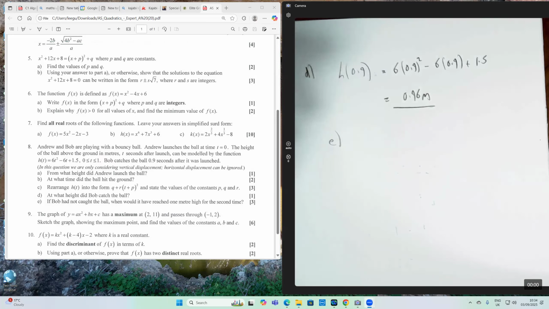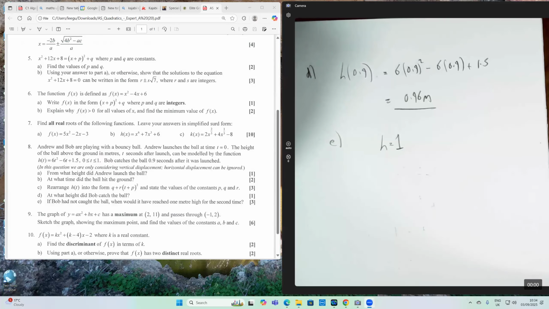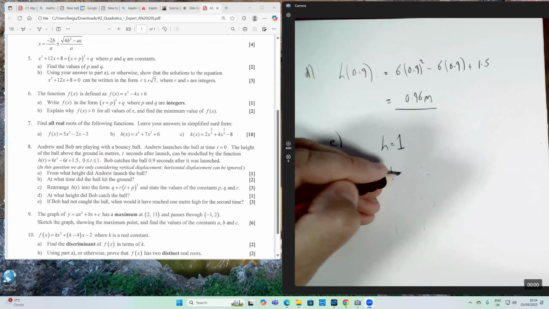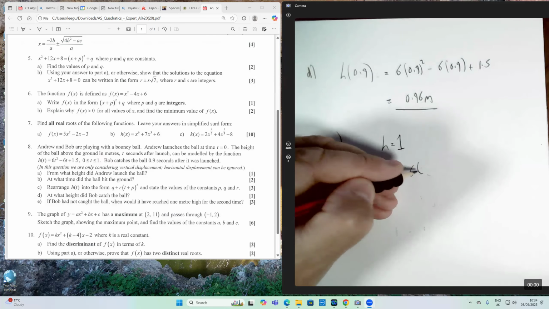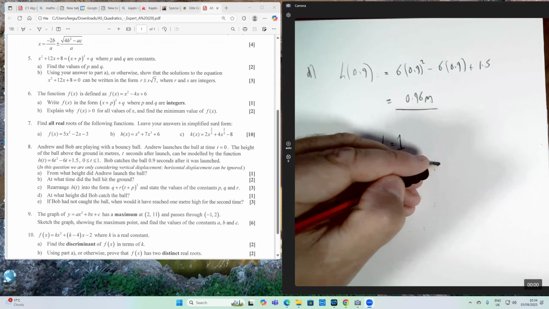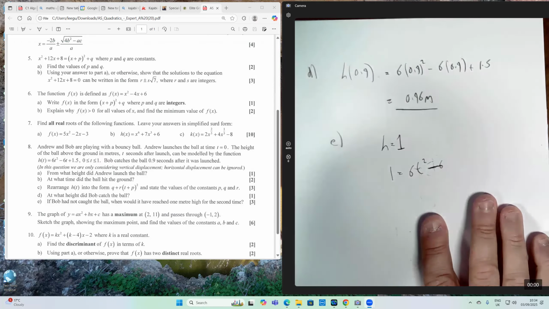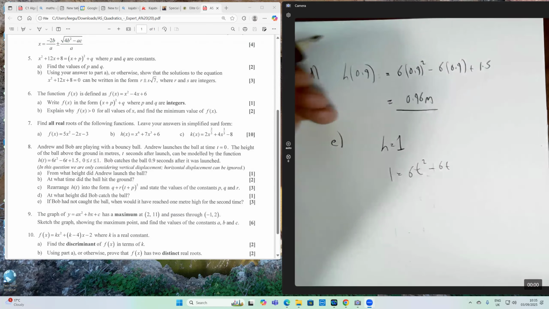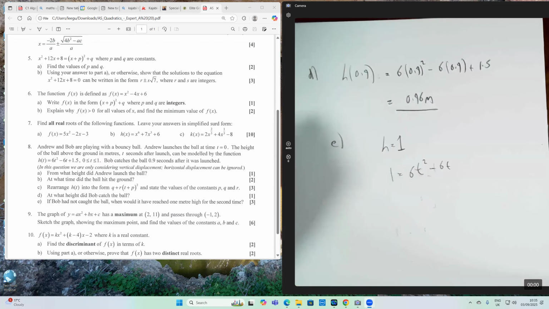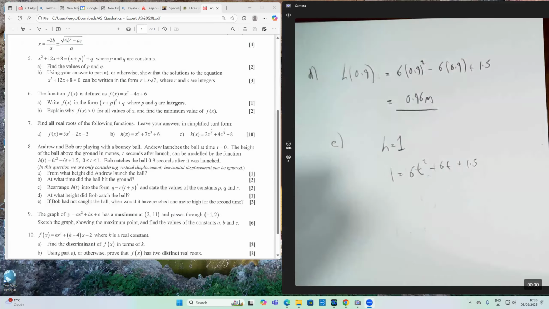Okay, now in order for that to be the case, what we need to do is set the height equal to 1. And we're going to solve it to find out what the 2 times are when the ball is at 1 meter. So we've got 6t squared, minus 6t, plus 1.5. There we go. And that is what we are going to be solving.